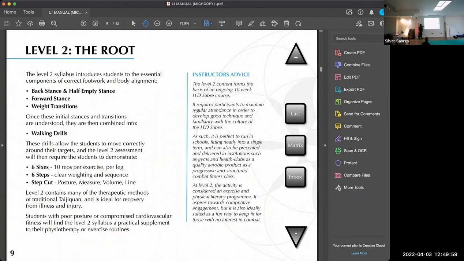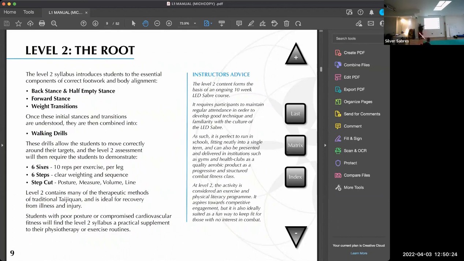And then the last one is the step cut exercise, where you're going to check their posture, their measure, their volume, and their line. And to be honest, with people who you're folding back through 2 or 3 times through the process, you can actually check the quality of their 6 sixes and their 6 steps through the step cut exercise. Because if they aren't lifting their legs and they don't have the strength to do any of this stuff, then you'll notice all of their step cut is going to be like this. It has no discipline. It doesn't have any kung fu.